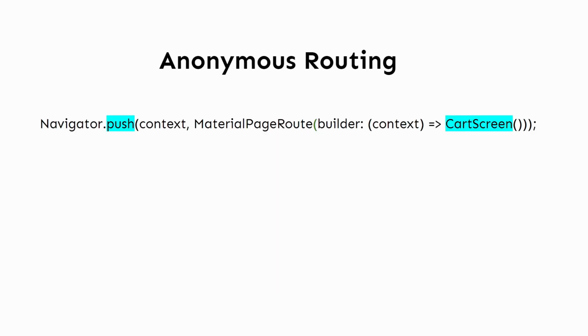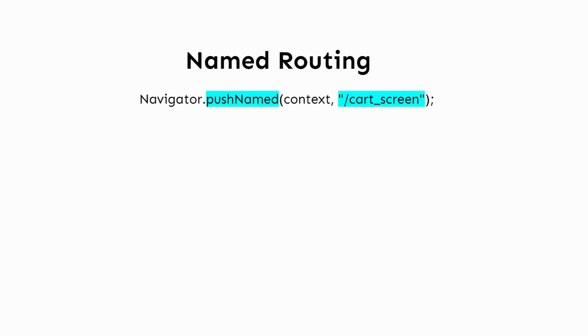We have 3 ways to tell Flutter what screen to push into the stack. The first way is called anonymous routing. So in a Flutter application, we have a Navigator class globally available, and this class has a static function, push, and through this we push a widget. Here you can see we have this CardScreen widget, and this CardScreen widget gets pushed onto the navigation stack and becomes visible.